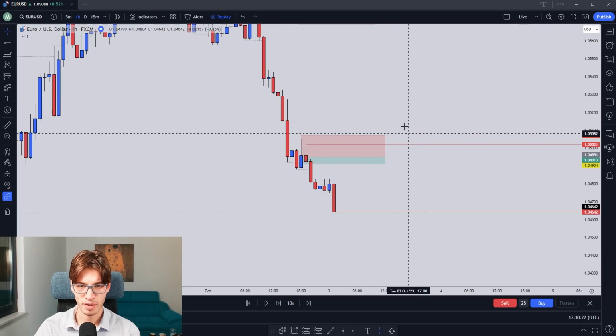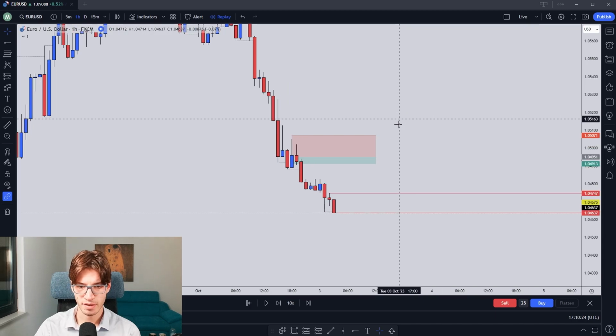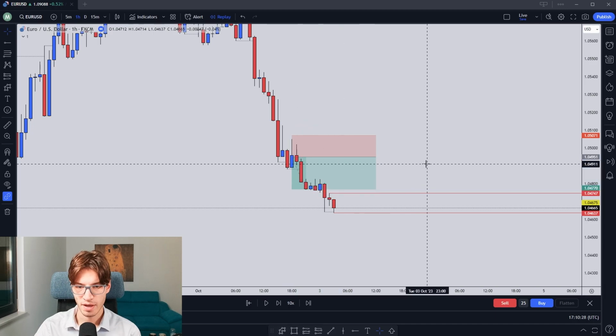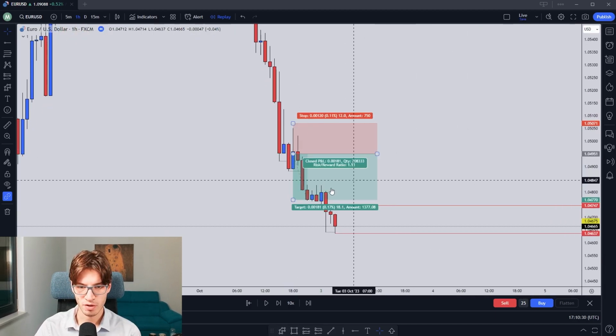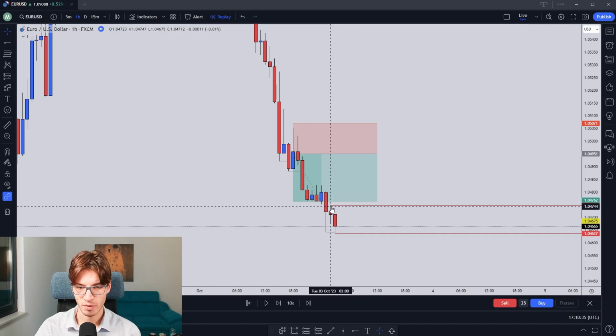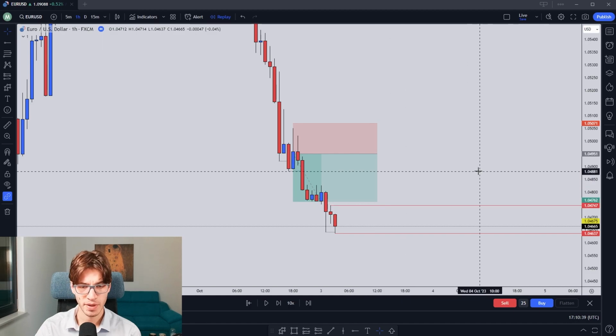Continues going down, still cannot reduce the risk. Now I can reduce the risk according to the trailing stop loss management rule. So basically I just put the stop loss 2 pips above this high. Okay, stop loss goes 2 pips above the most recent high line, which is this one.